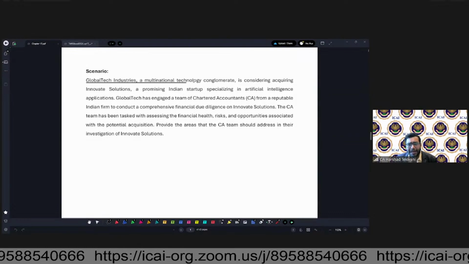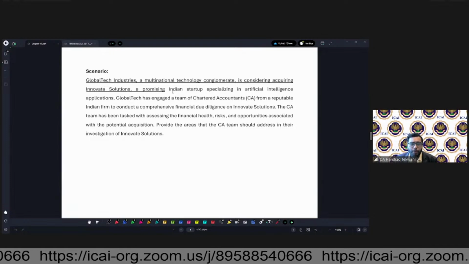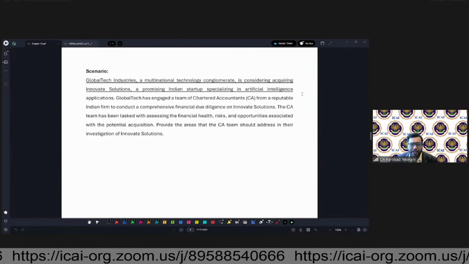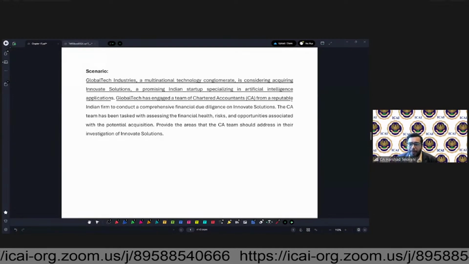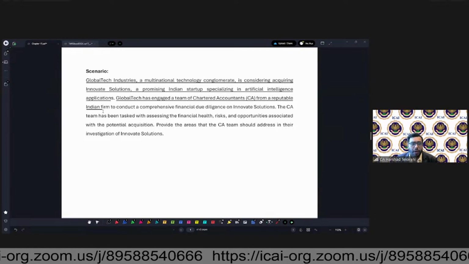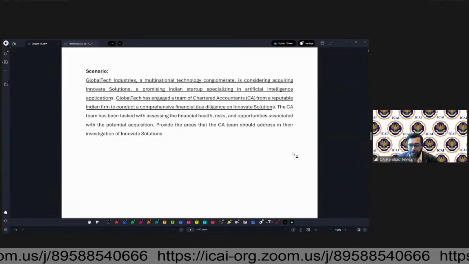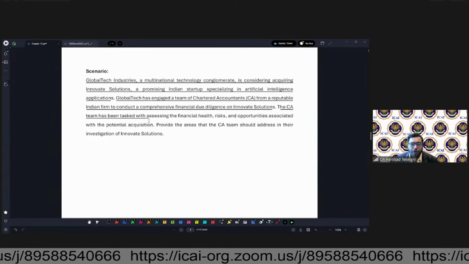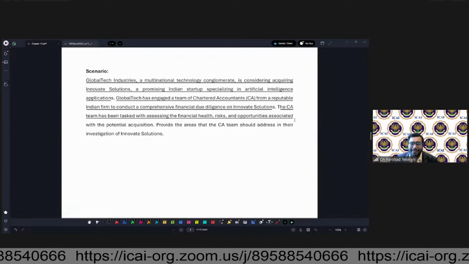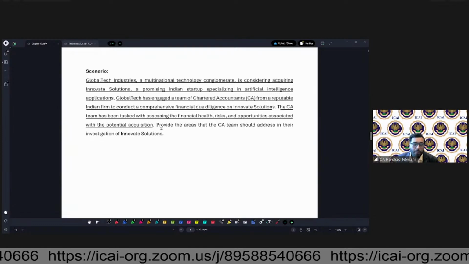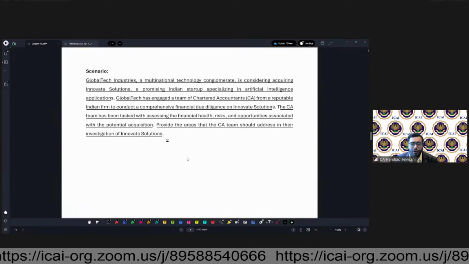Global Tech Industries, a multinational technology conglomerate, is considering acquiring Innovate Solutions, a promising Indian startup specializing in artificial intelligence applications. Global Tech has engaged a team of chartered accountants from a reputable Indian firm to conduct a comprehensive financial due diligence on Innovate Solutions. The CA team has been tasked with assessing the financial health, risks, and opportunities associated with the potential acquisition. Provide the areas that the CA team should address in their investigation of Innovate Solutions.